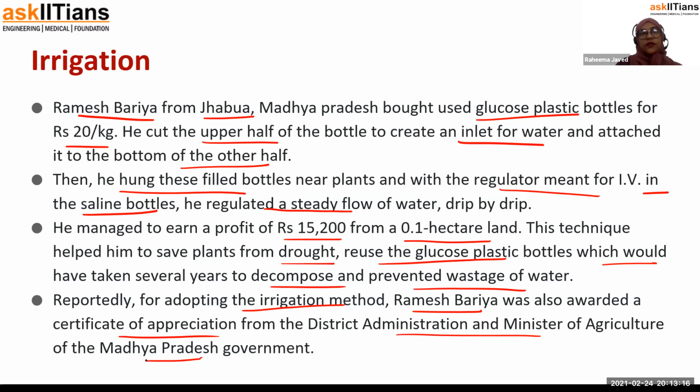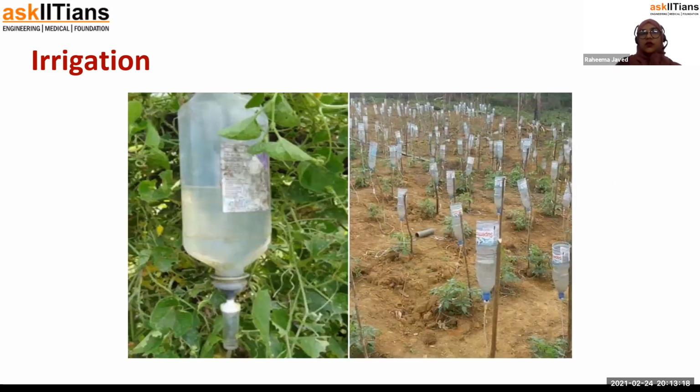So this is the picture which shows how he actually did this in one of his farms. These are the glucose bottles, and he connected the IV directly to the plants, where the water was dropping drip by drip into the roots of the plants directly. So this is the story of Ramesh Baria.